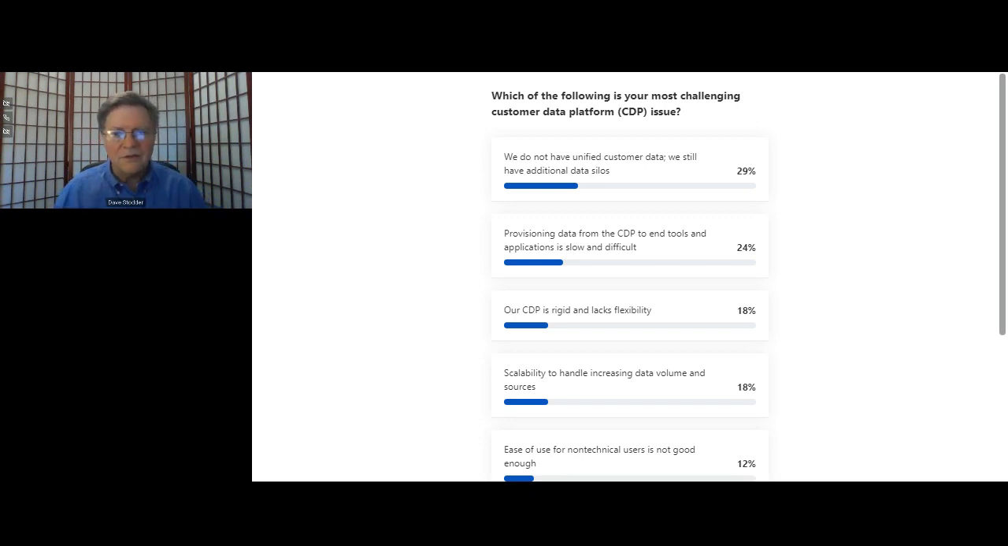So let's see what we have. 15.4%, the same percentage, say ease of use is the issue, and total cost rising, because nobody answered that one. And okay, good. So we can see here that most are saying that they don't have unified customer data, but we do have a quarter saying that provisioning to the end tools is the problem.